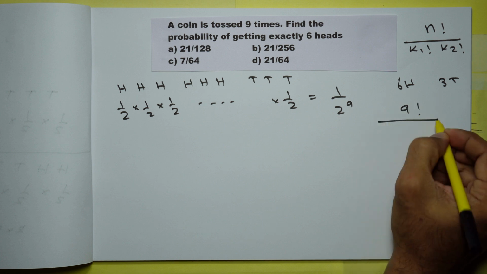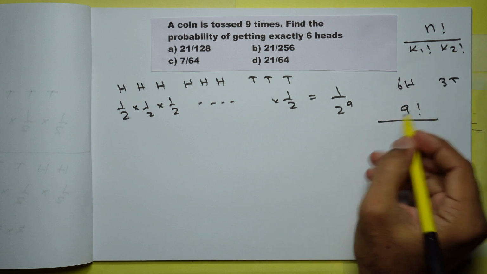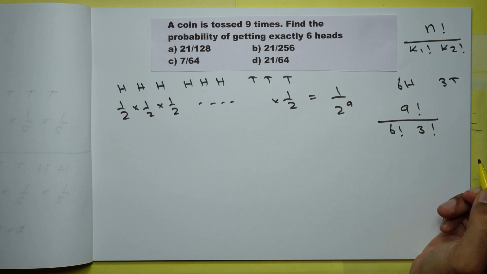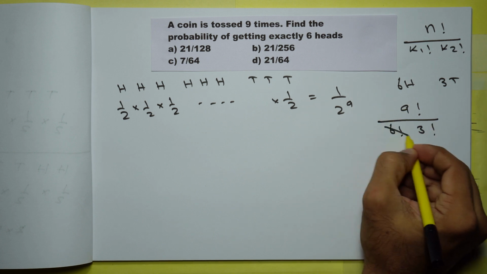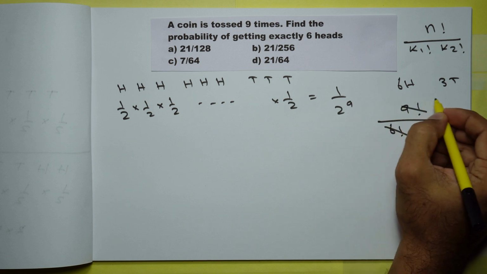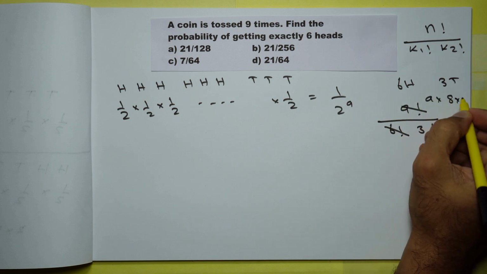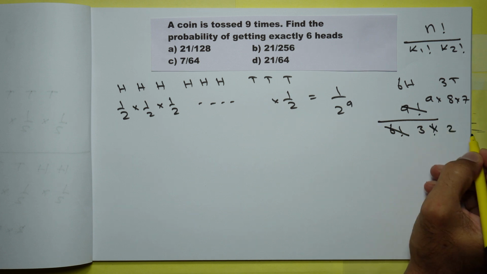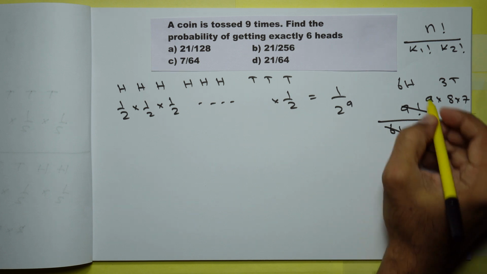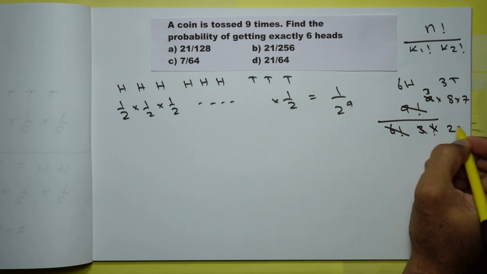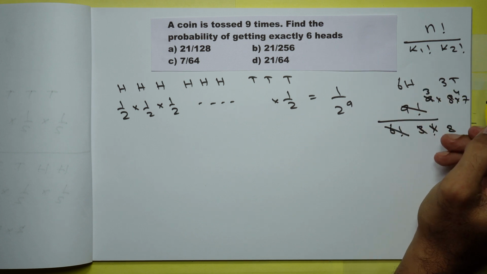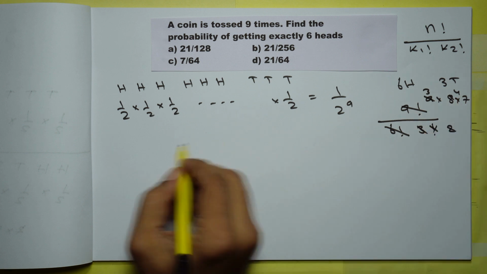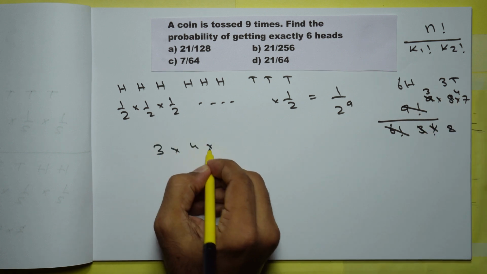So n factorial by k1 factorial into k2 factorial. 6 of them are same and another 3 of them are same. Now 6 factorial I will cancel with the 9 factorial. So remaining you have 9 into 8 into 7, and 3 factorial is 3 into 2. 3 I will cancel with 9 3 times and 2 4 times. So this you will get it as 3 into 4 into 7. So 3 into 4 into 7.